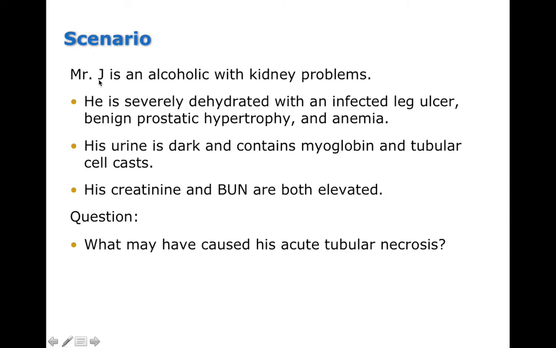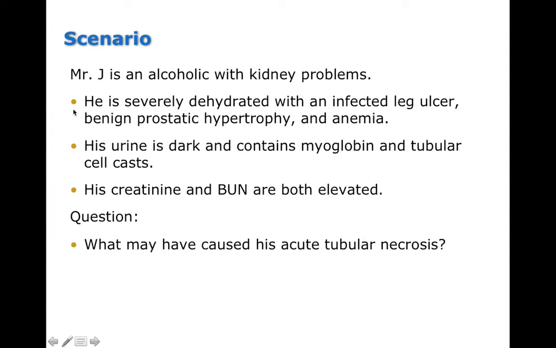So this next scenario says Mr. J is an alcoholic with kidney problems. He is severely dehydrated and also has an infected leg ulcer with benign prostatic hypertrophy and anemia. His urine is dark and contains myoglobin and tubular epithelial cell casts, and his creatinine and BUN are both elevated. And so this question here says, what may have caused his acute tubular necrosis?